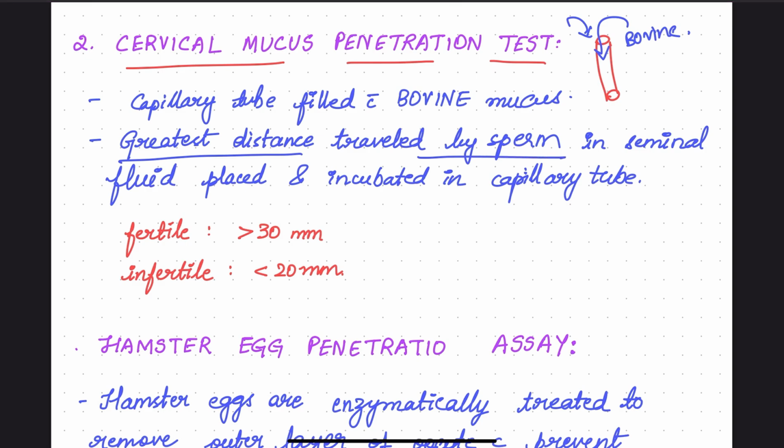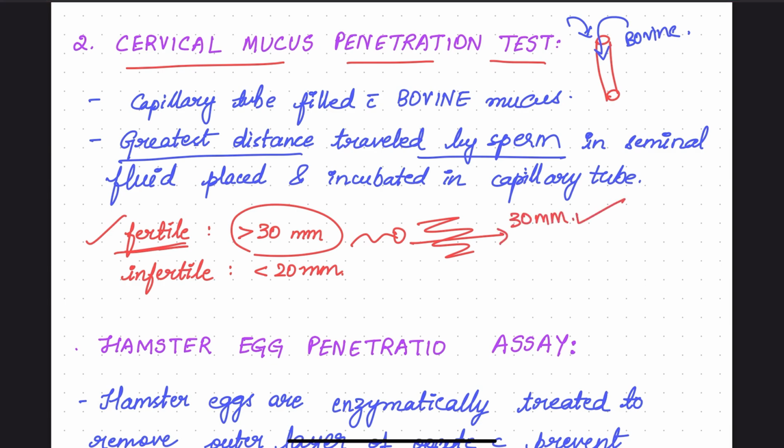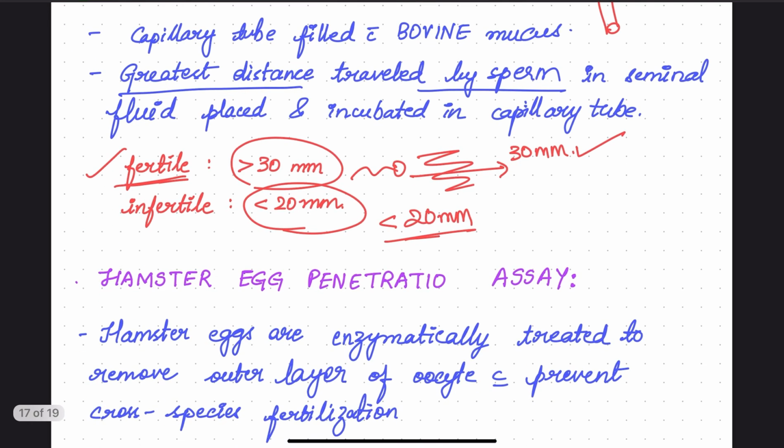Normal fertile, in a good fertile men, the distance traveled by the sperm will be 30 mm. That is, you add to the bovine mucus, it travels a distance of 30 mm. This is said to be fertile. If it is infertile, it is less than 20 mm. Less than 20 mm is infertile men. Another test, thirdly, is the hamster egg penetration test.